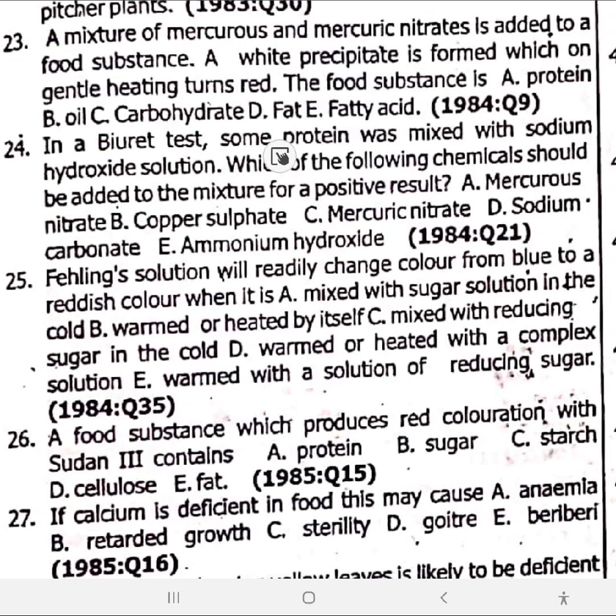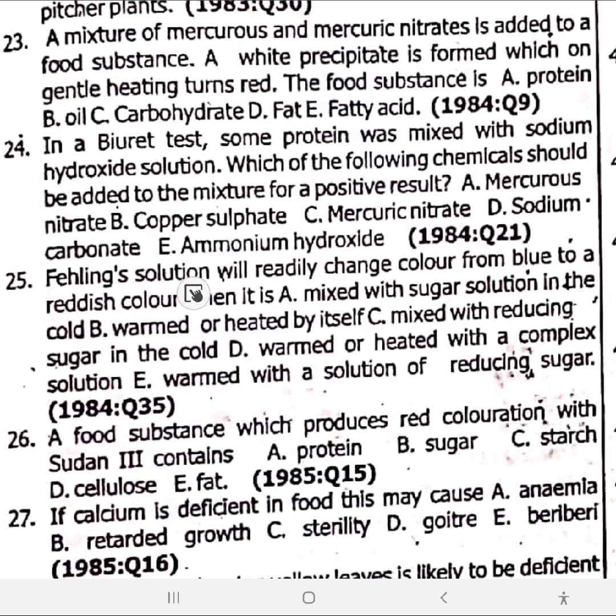So, moving on. In a Biuret test, some protein was mixed with sodium hydroxide solution. Which of the following chemicals should be added to the mixture? Check your notes. I made mention of this just now. We said sodium hydroxide and, option B, copper sulfate. So for the Biuret test, number 24 is option B.